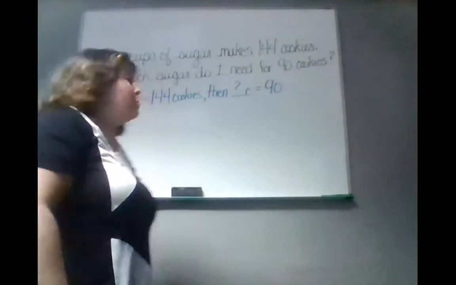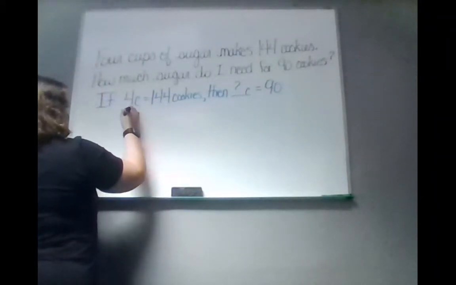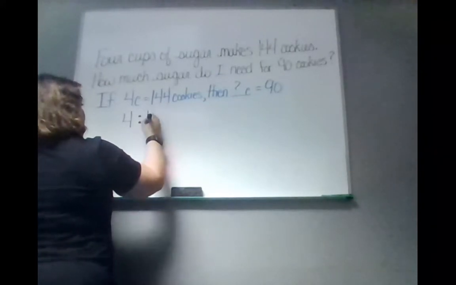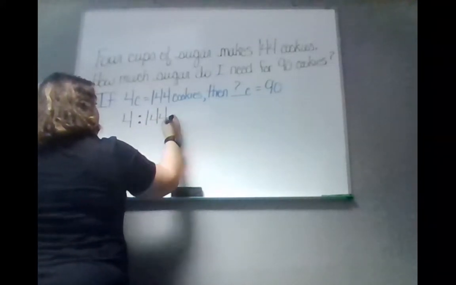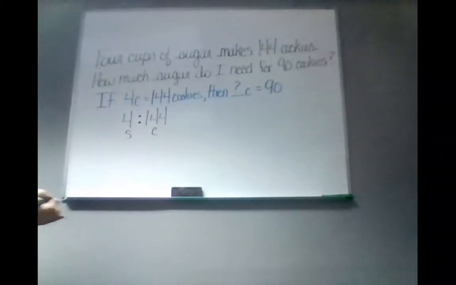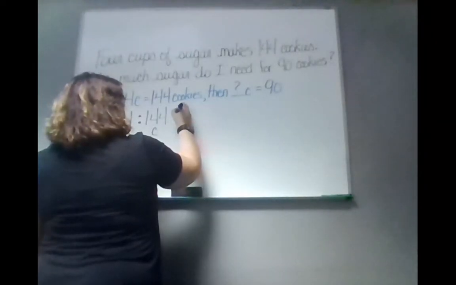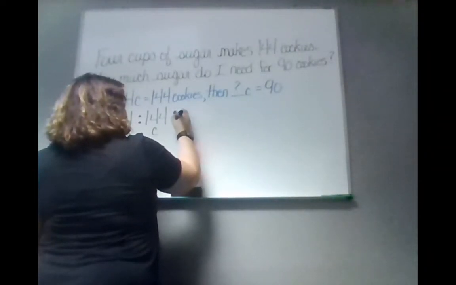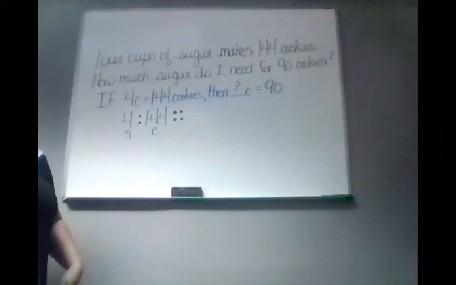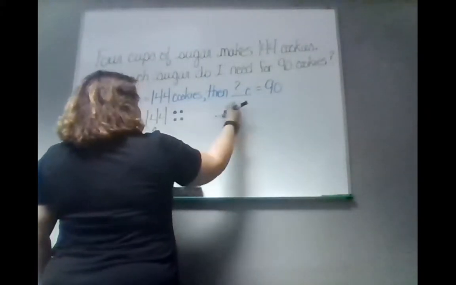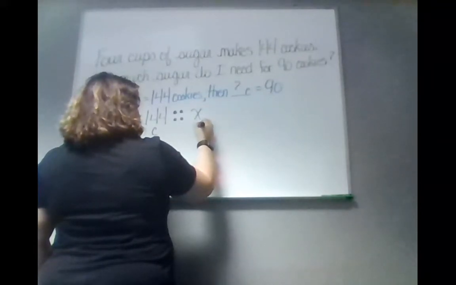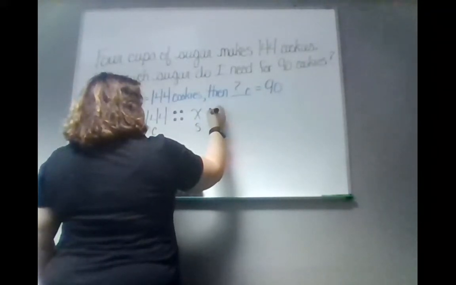That's our next step. So 4 is to 144. So the 4 stands for sugar, and the 144 stands for cookies. And we're going to do our 4 dots. Now, if you're already at the point where you can envision the dots and you can hop right to the fractions, more power to you. Do it. So we don't know how much sugar, so that's going to be our X to give us 90 cookies.